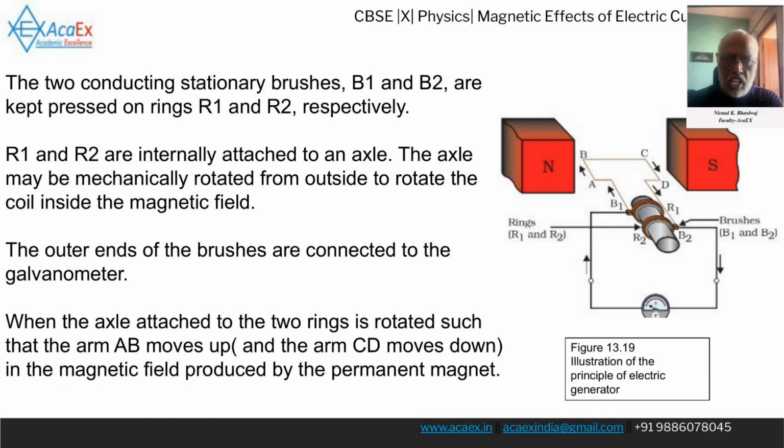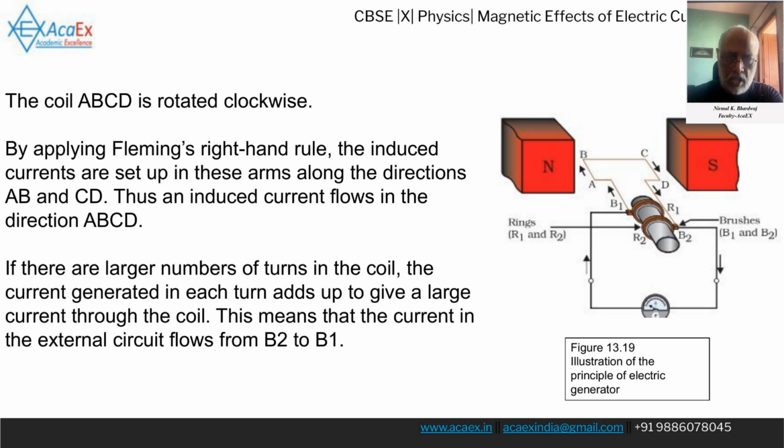Structure of an electric generator. Two stationary brushes, B1 and B2, are kept pressed against the rotating rings, R1 and R2. The axle is mechanically rotated from the outside, which in turn rotates the coil within the magnetic field. The brushes are connected to an external circuit, often with a galvanometer to detect the current. Working of an electric generator.